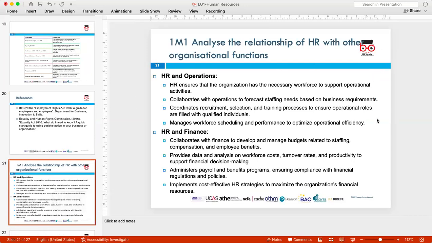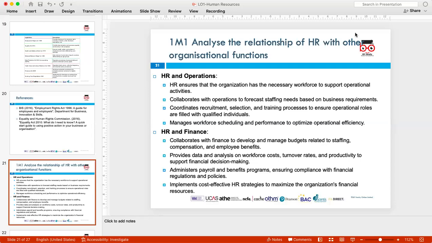Now, to analyze the relationship of HR with other organizational functions, let us start with HR and operations. What is the relationship between HR and operations? HR ensures that the organization has the necessary workforce to support operational activities, and collaborates with operations to forecast staffing needs based on business requirements. It also coordinates with the operations team on recruitment, selection, and training to ensure operational roles are filled with qualified individuals: the right person with the right skill in the right position. It manages workforce scheduling and performance to optimize operational efficiency.